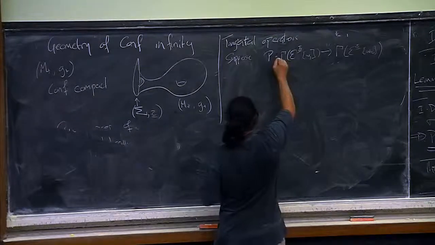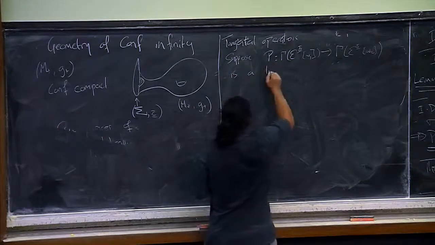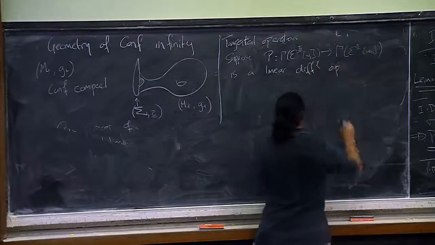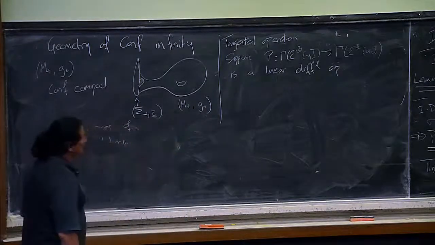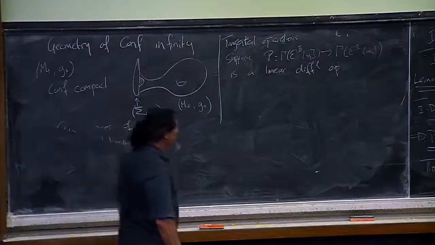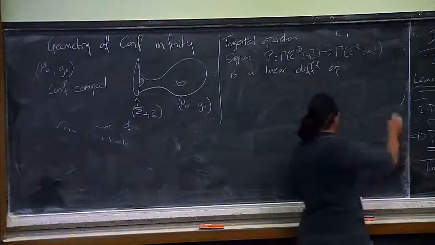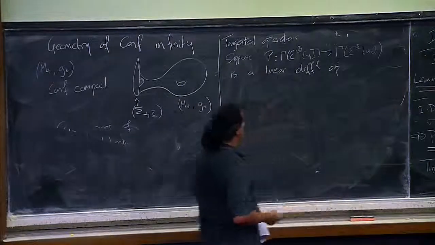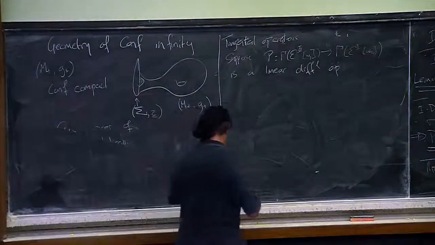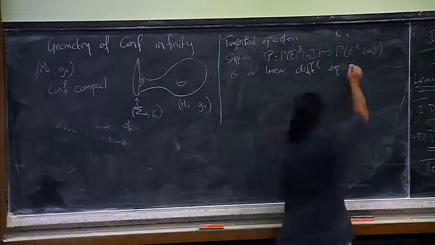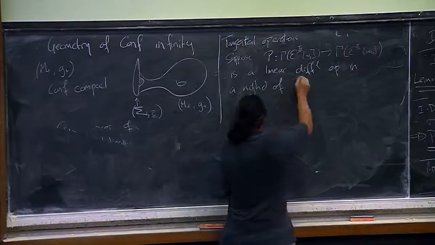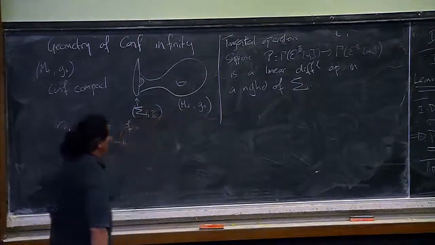Suppose this is some linear differential operator. And I want it to be a differential operator along sigma, or, you know, in a neighborhood of sigma. So it's even better in a way to think of sigma as being just a hypersurface. And so around the hypersurface, you have this linear differential operator. But I definitely want it in a neighborhood of sigma, and I want it defined also along sigma.